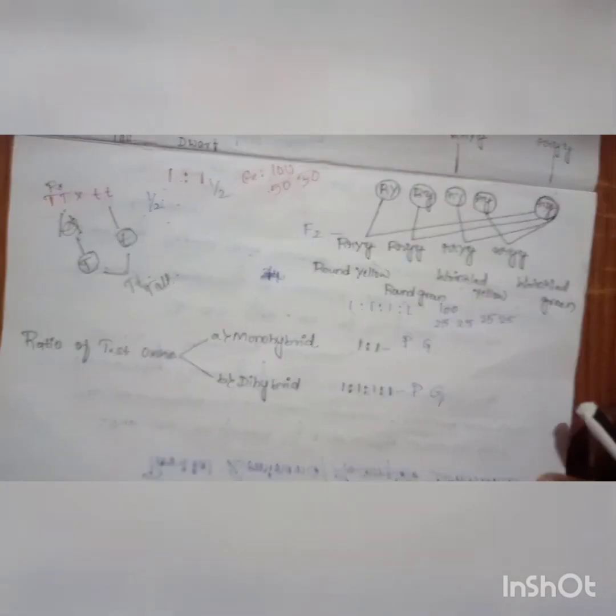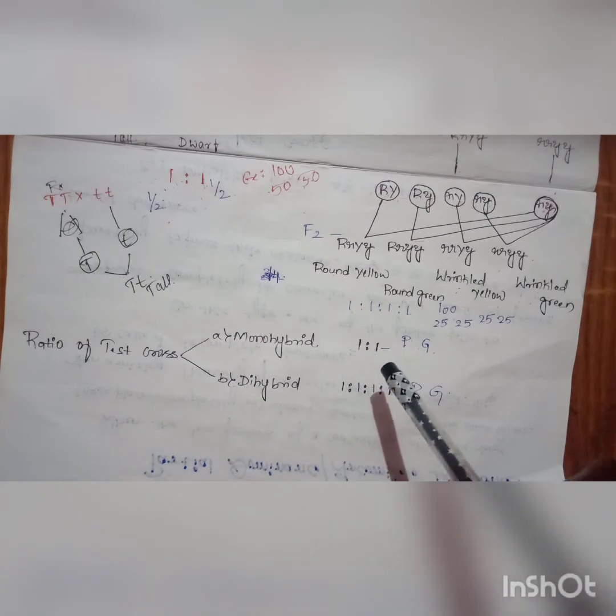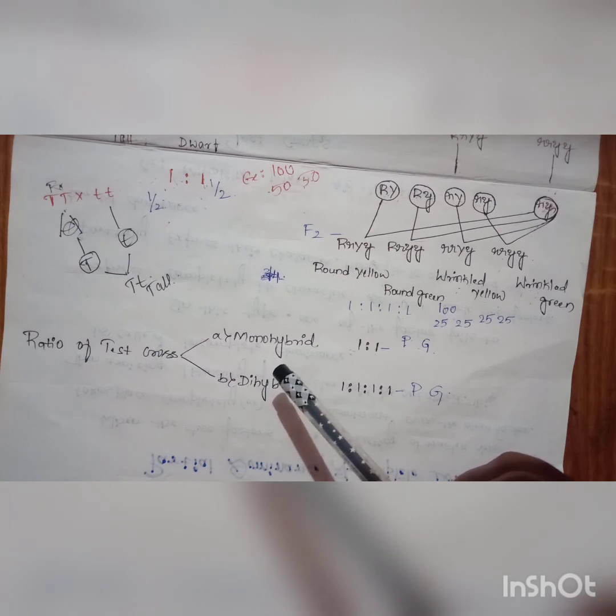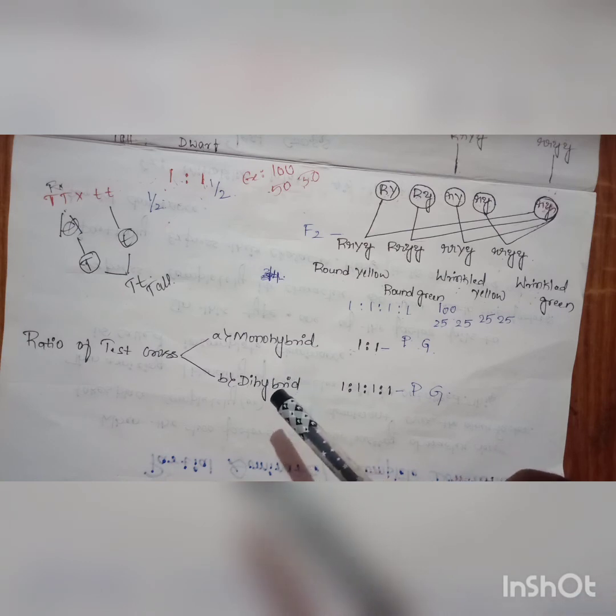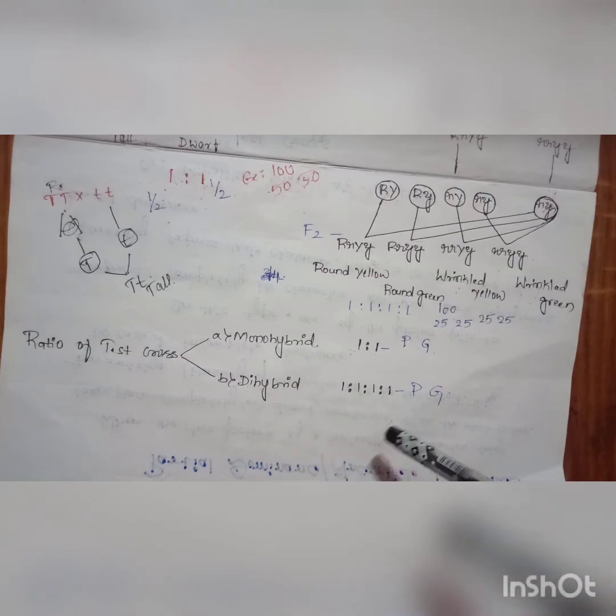So the phenotypic ratio of monohybrid test cross is 1:1, same for genotype, and the phenotypic ratio of dihybrid test cross is 1:1:1:1 and the same for genotype. So this is about the monohybrid and dihybrid test cross. Remember, the test cross is done to know the genotype of an individual, whether it is homozygous in condition or it is heterozygous in nature.